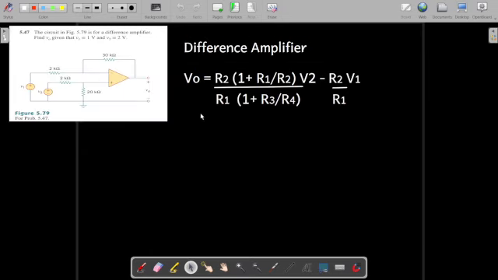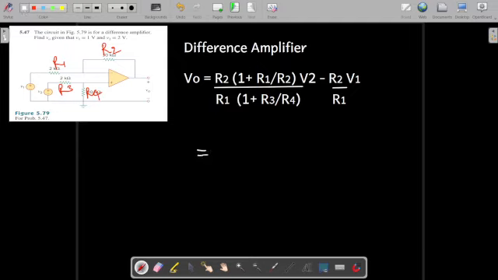We know that the output voltage is equal to R2 divided by R1 multiplied by (1 plus R1 by R2) divided by (1 plus R3 by R4), multiplied by V2, minus R2 by R1 into V1. So here we should know what the resistor values given here are, as this is R1 and this is R3 and this is R4. So if you just substitute all the values here, then we'll get the output, right?